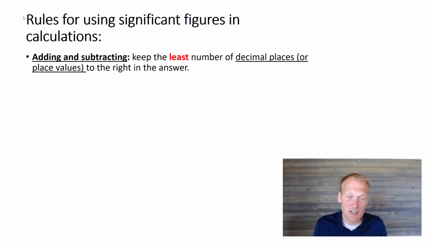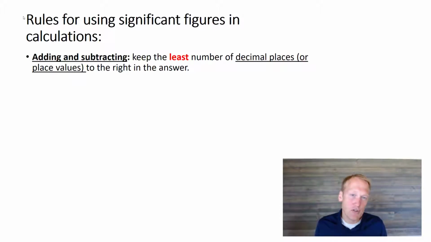Those are the four basic functions that you'll do on a calculator with different measurements that have different numbers of significant figures. And you need to know which digits to keep, which digits to get rid of, how to round. Consequently, there are different rules for adding and subtracting and multiplication and division. With addition and subtraction, it all comes down to place values or decimal places. And you can only be as precise as your least precise measurement.